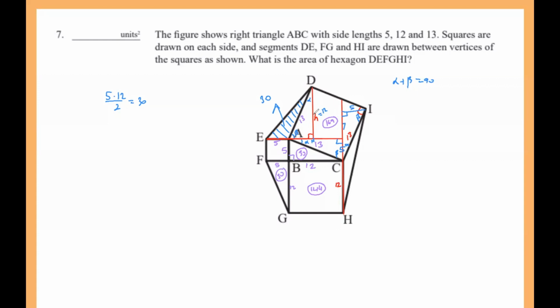You can extend this just to see there will be a nice square in the middle. So now if you want to find the area of this triangle, the height is 5, the base is 12, so 5 times 12 over 2, which is also 30. So we have 1, 2, 3, 4 of these 30s, which is 120. And then we have 25, 144, and 169.